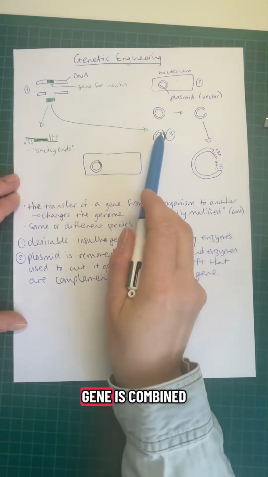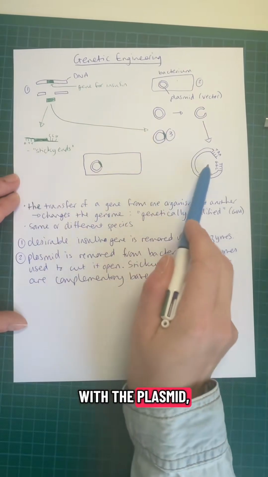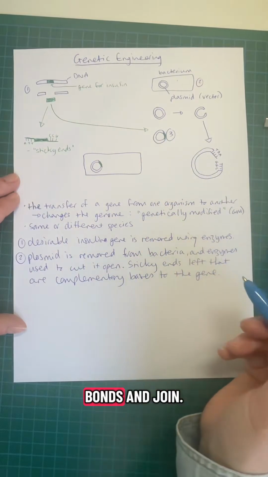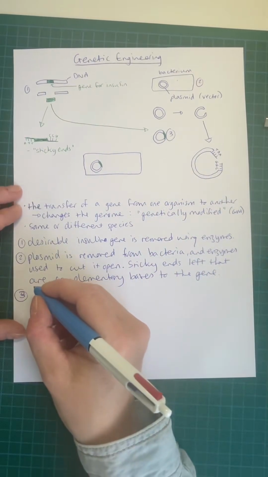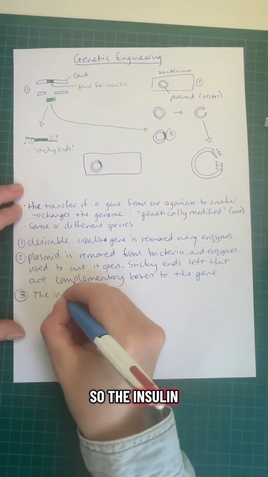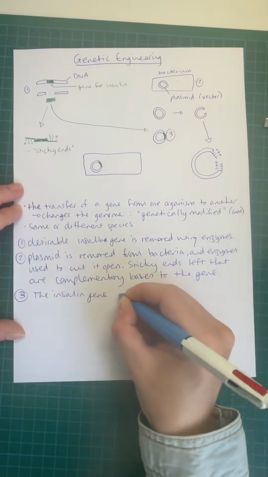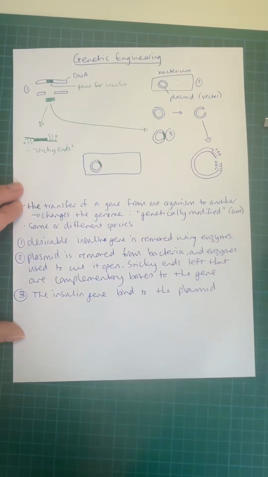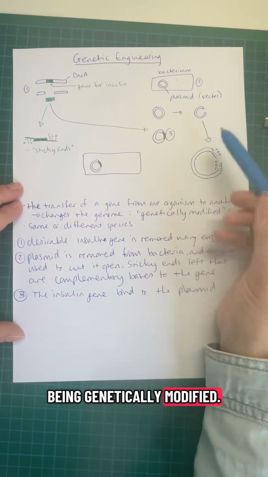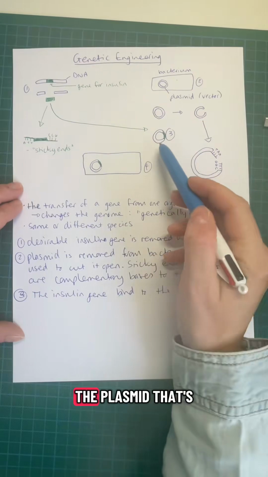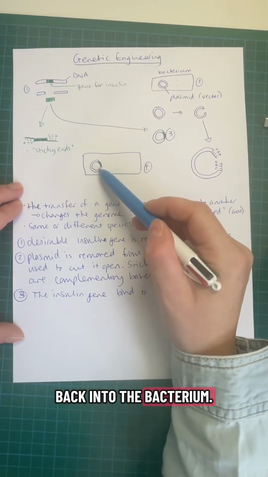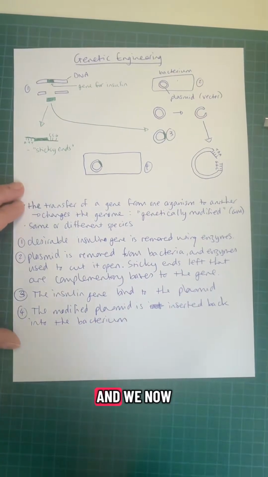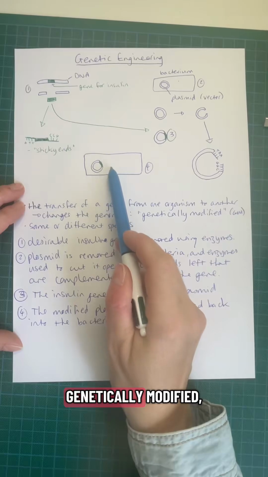So that desirable gene is combined with the plasmid. Those bases are, because they're complementary, they will form bonds and join. So the insulin gene will bind to the plasmid. So this plasmid has now been genetically modified. The final step is the plasmid that's modified is inserted back into the bacterium. And we now say that this bacteria has been genetically modified.